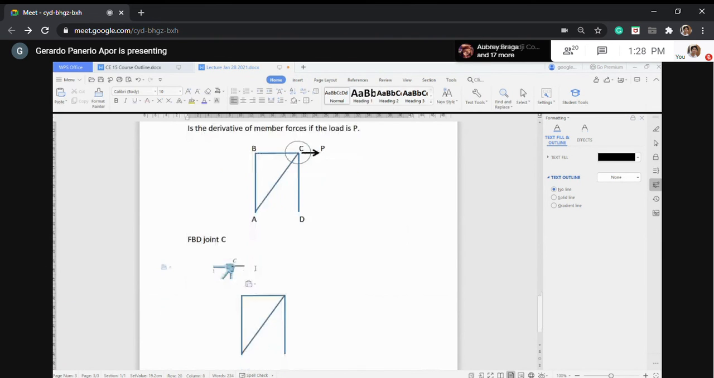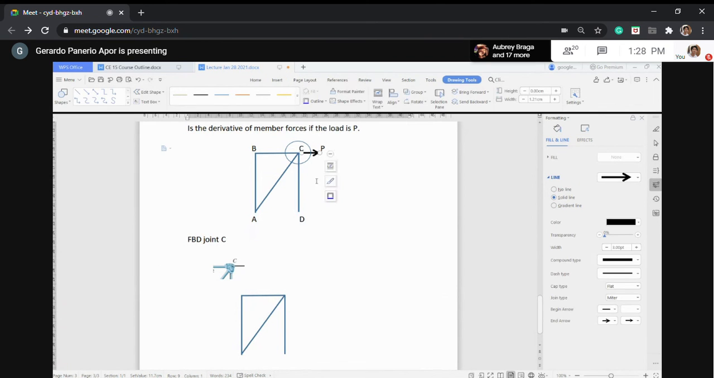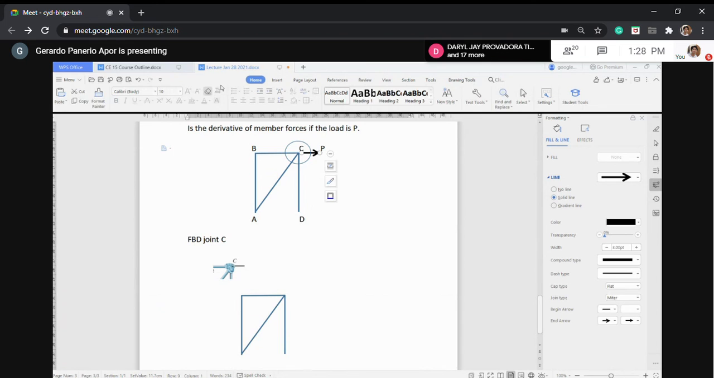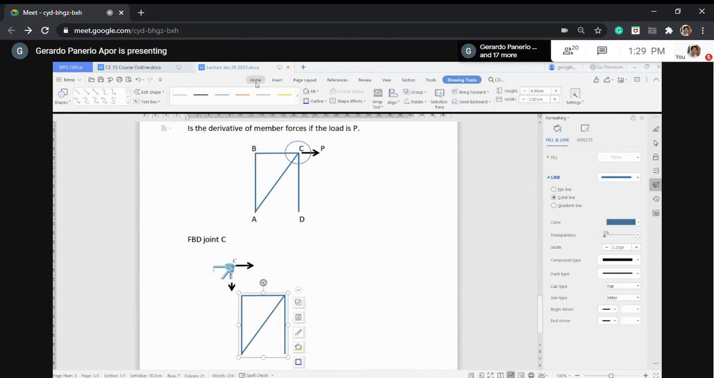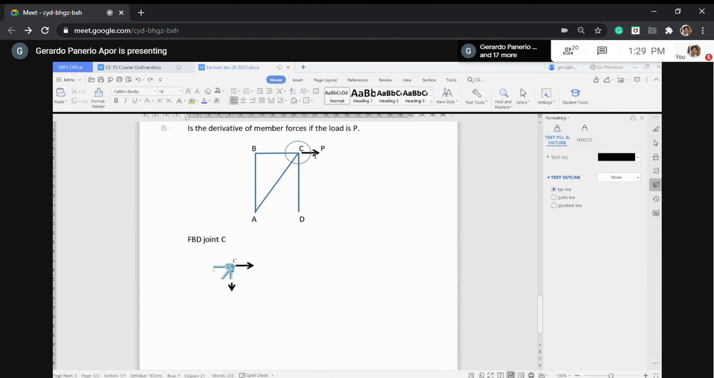Okay, joint C. So doon na kay force din, copy paste. Okay, na kay P. Yan, na dahil kay load din it's leave. Just go away from the node. Ini, hindi na ito na siya. So, kinahanglan na. Okay, na kay lain load din.